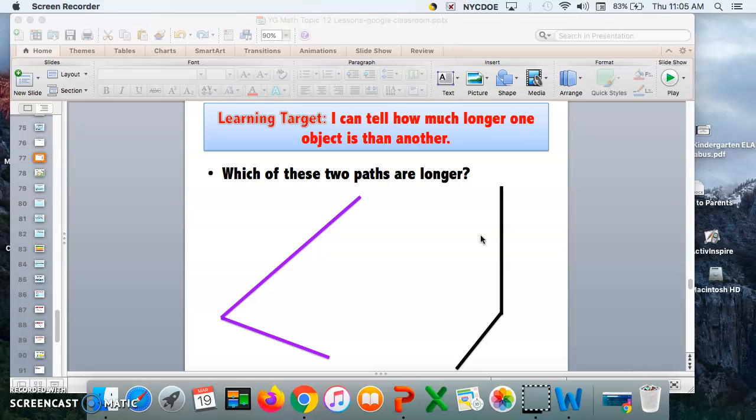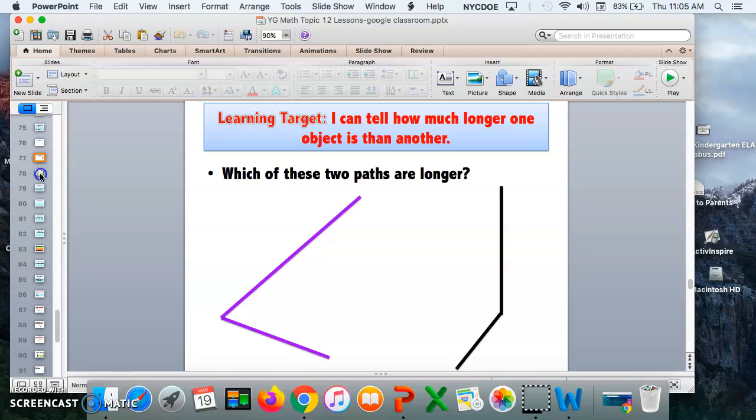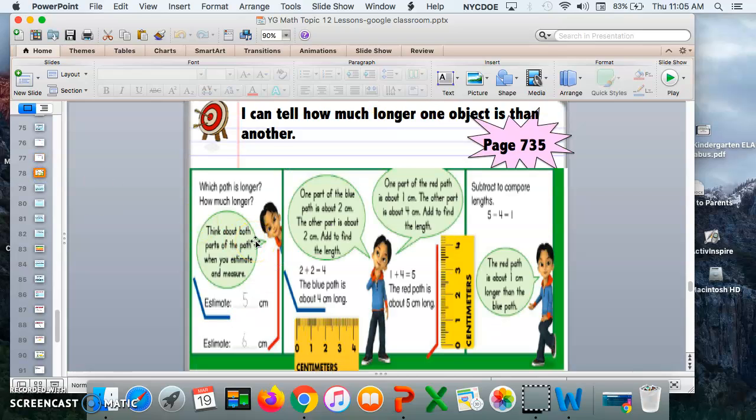All right, boys and girls, if you said that path 1, which is the purple path, is longer, you're correct. Great job, because path 1 is 10 centimeters long, as opposed to path 2, which is 6 centimeters long. Okay, so let's just go over a review of what we did today, just so you can get an idea of what you're going to do for your task card.